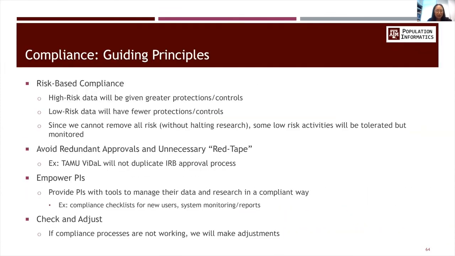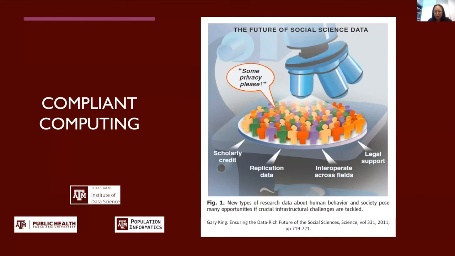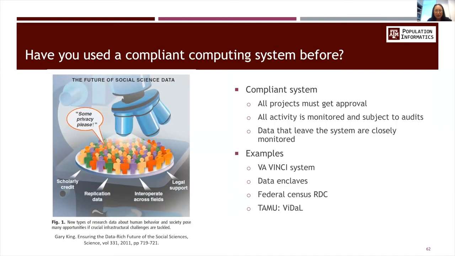Now, the last part of my talk is actually about compliant computing. This is about when you're using sensitive data, you want to make sure that you're using a computer that actually meets all the requirements. I don't know how many of you have experience using compliant computing, but some examples, often called data enclaves: VA has one called Vinci. The federal RDC has one. Our school has one called Vital.